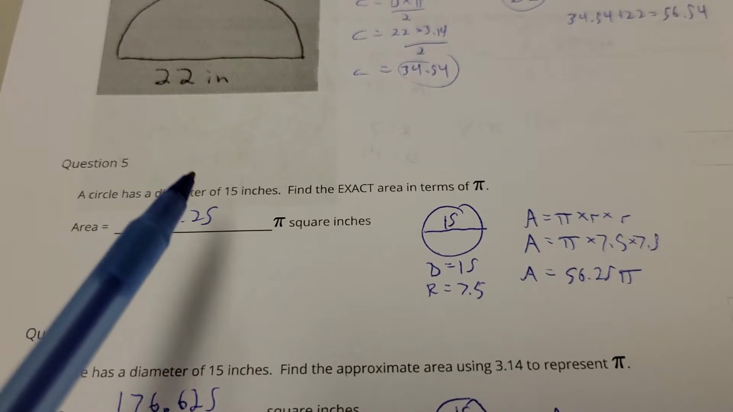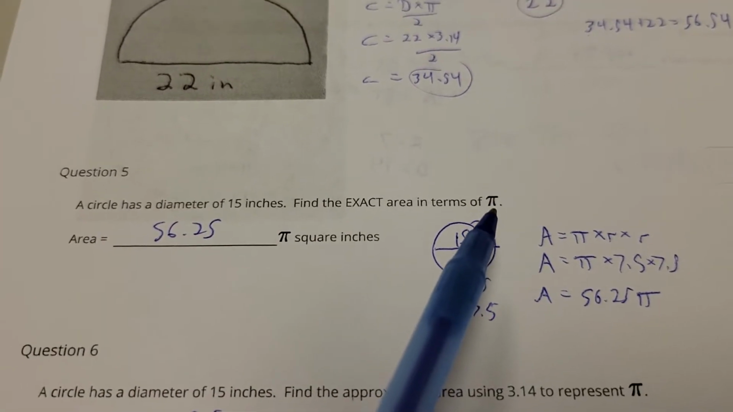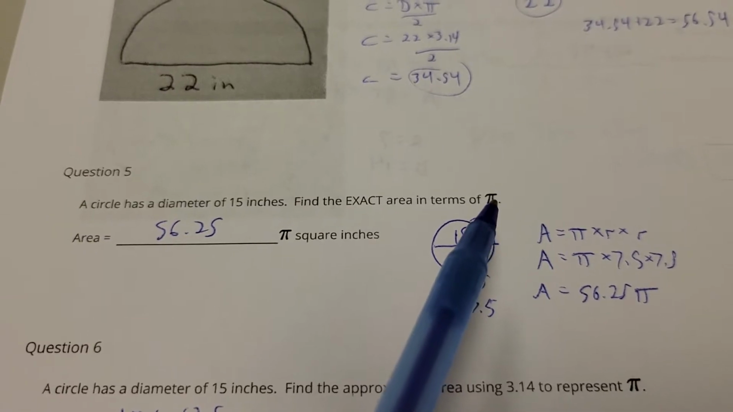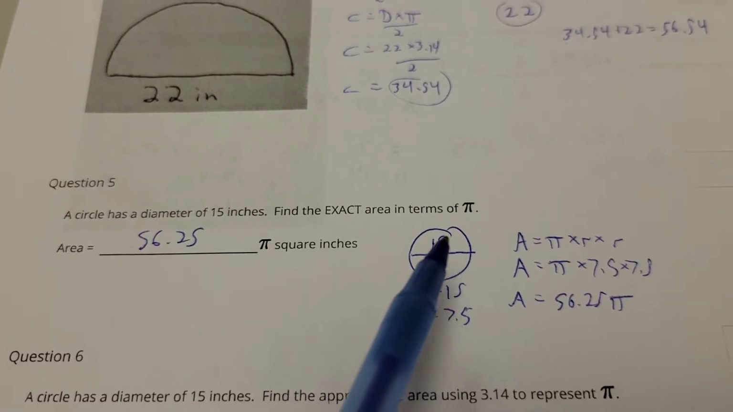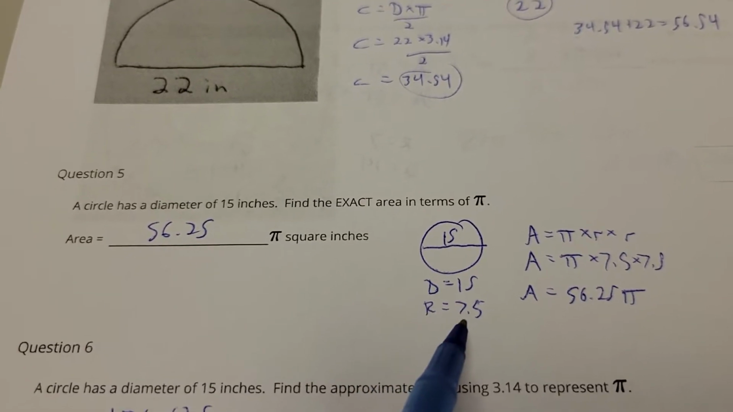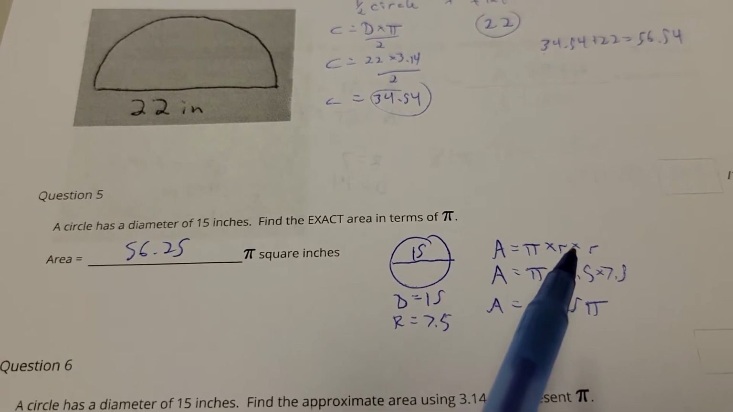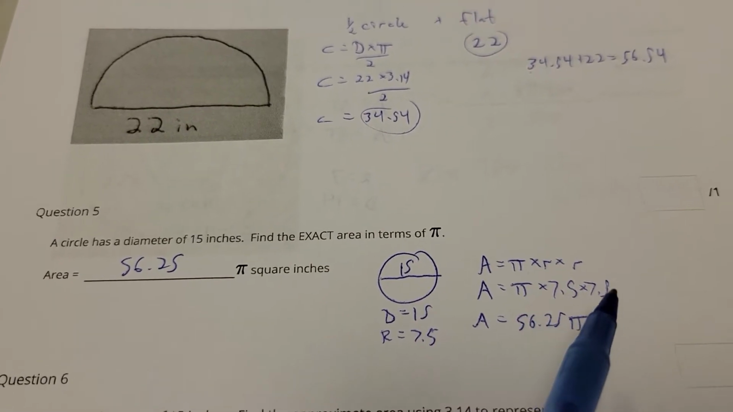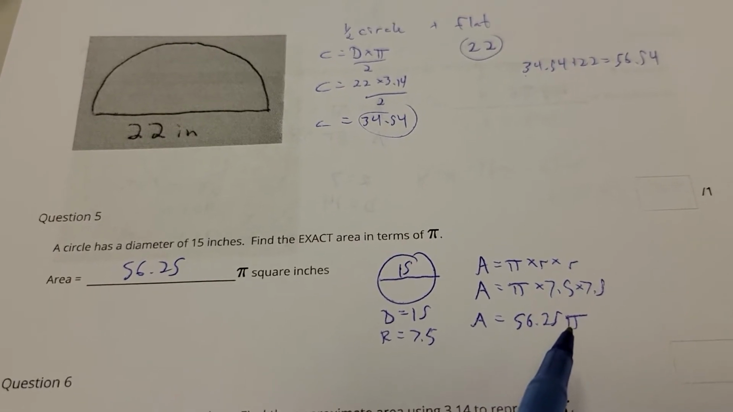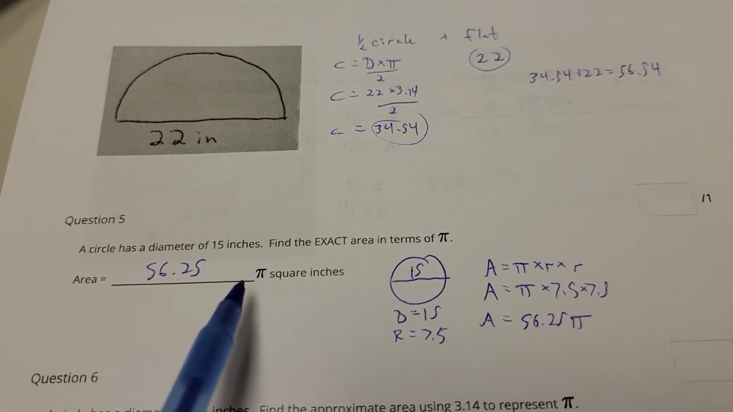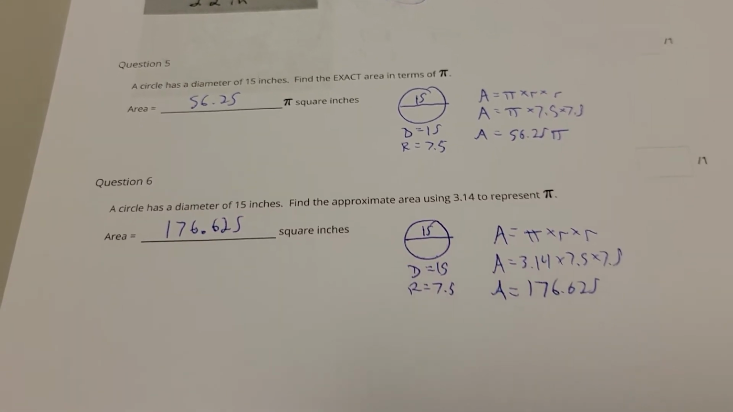Next up, circle has a diameter of 15 inches. Find the exact area in terms of pi. Lucky you, you get to just leave some of it alone at that point when you'll see it in terms of pi. So diameter is 15. So I draw a circle, diameter all the way across is 15. So the diameter is 15, the radius is 7.5. Since I'm looking for area, I need pi times radius, so pi times 7.5 times 7.5. I can at least multiply these two and get 56.25, and just leave it times pi, and pi is already in the answer blank for you, so all you really have to type in is the 56.25.